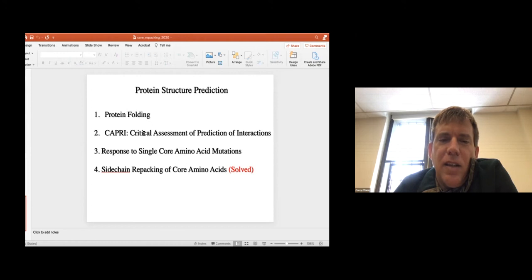And then the easiest one, which we already solved, is that we do think that this model, the hard sphere plus stereochemical constraint model, can do side chain recovery or side chain repacking.